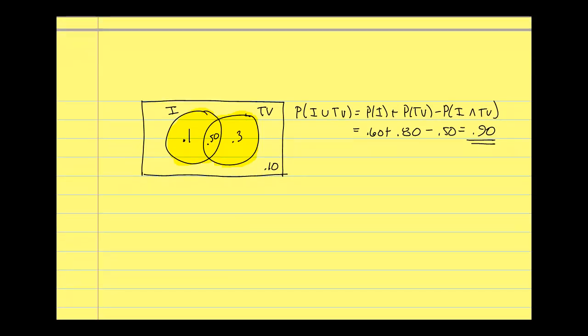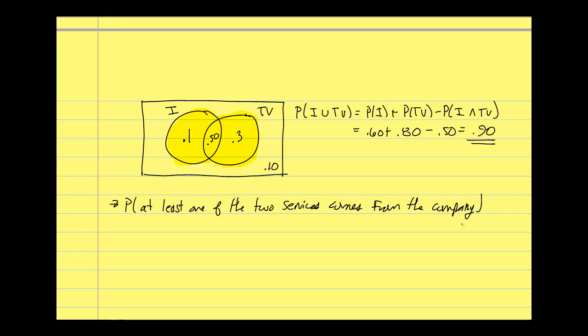Okay, let's go ahead and look at another question based on this same data. Let's determine the probability that at least one of these two services comes from that company. So at least one of the two services comes from the company. So we might be talking about something like cell phone comes from the company, or not cell phone, TV comes from the company, internet comes from the company, or both comes from the company. So those are the situations that we're looking at.